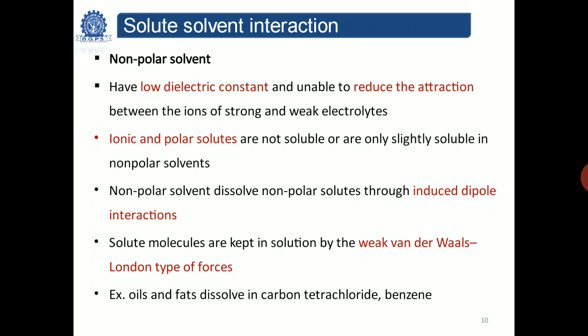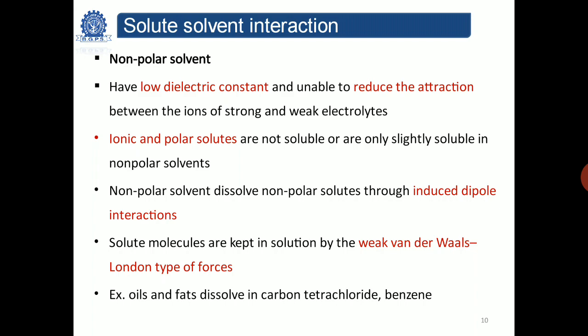Now after polar solvents, we will see non-polar solvents. As I have said, like dissolves like: polar solvent, polar solute; non-polar solvent, non-polar solute. In this case also, generally non-polar solvents obviously have a lower dielectric constant as compared to polar solvents. If we compare, water has a dielectric constant of around 78.5, which is the greatest, whereas non-polar solvents have a lower dielectric constant as compared to water. So this is the important characteristic of non-polar solvents, a low dielectric constant.